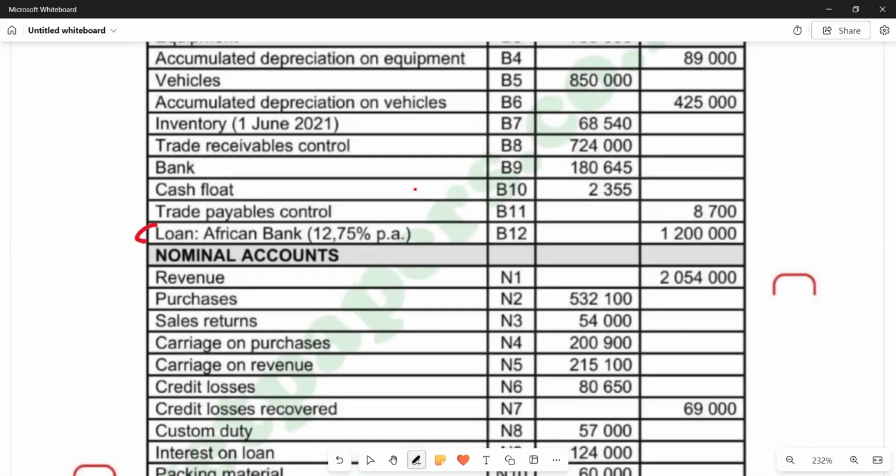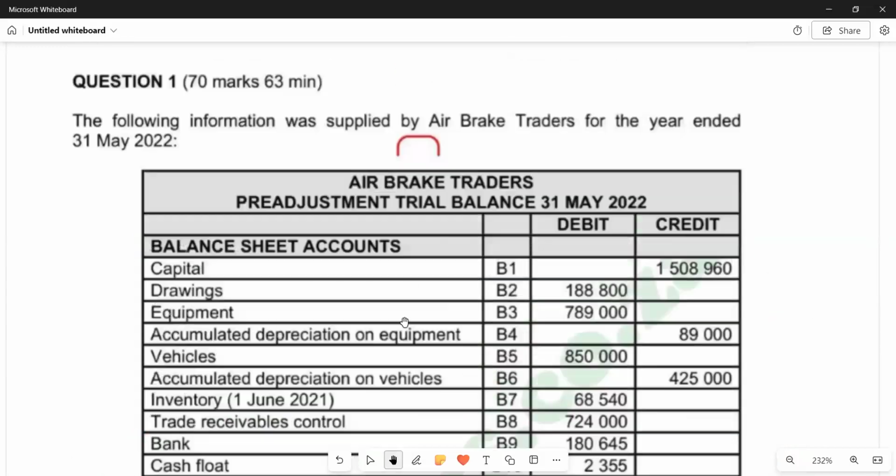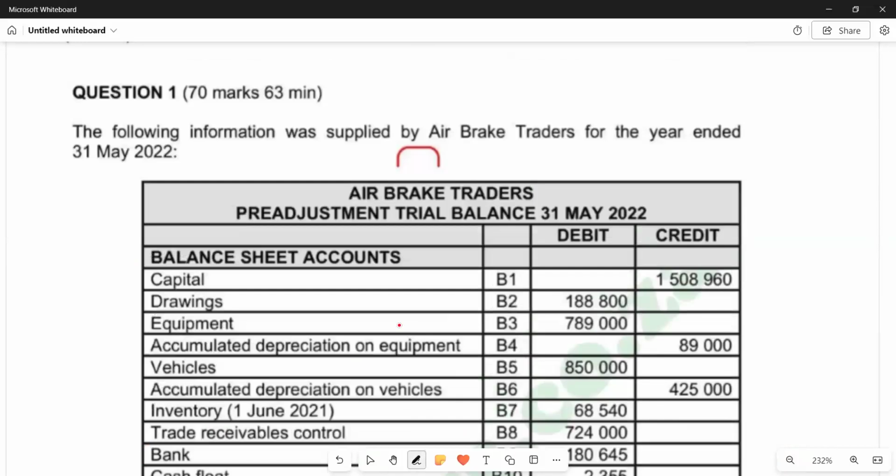That's where we've got a loan from African Bank, which is 12.75% per annum, which is 1,200,000. What is important for you is to take note of where the year is starting and where it's ending. We are told that the year ended on 31 May 2022. So we are saying 31 May.